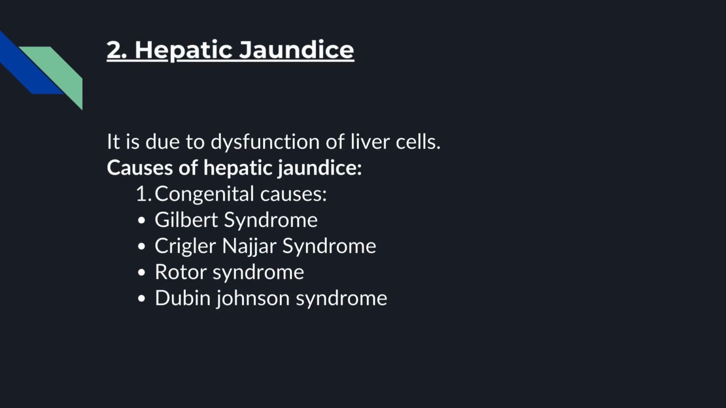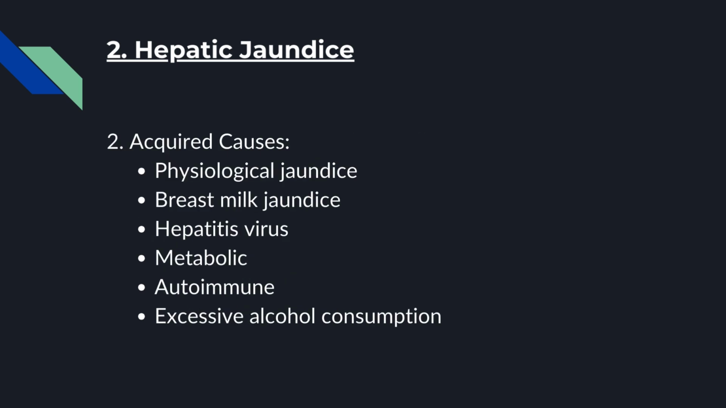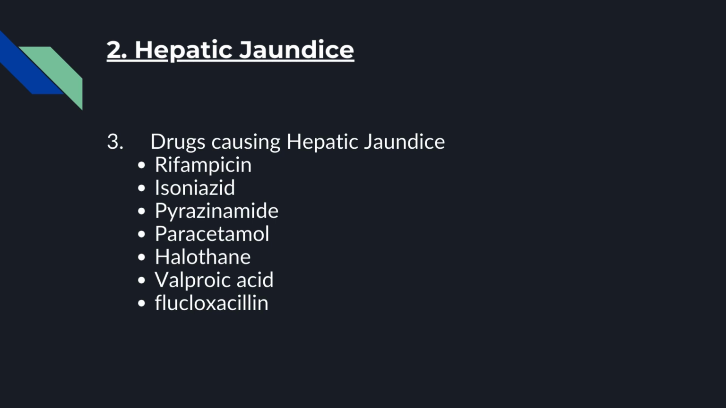Number 2. Hepatic jaundice. It is due to dysfunction of liver cells. Causes of hepatic jaundice: 1. Congenital causes: Gilbert syndrome, Crigler-Najjar syndrome, Rotor syndrome, Dubin-Johnson syndrome. 2. Acquired causes: physiological jaundice, breast milk jaundice, hepatitis virus, metabolic, autoimmune, excessive alcohol consumption. 3. Drugs causing hepatic jaundice, for example, rifampicin, isoniazid, pyrazinamide, paracetamol, halothane, valproic acid, flucloxacillin.